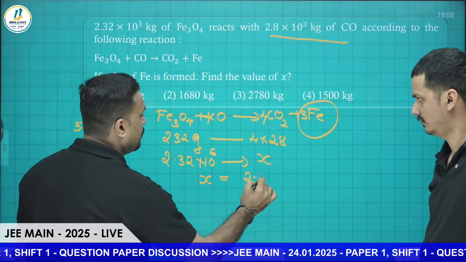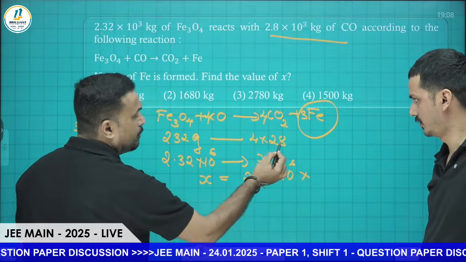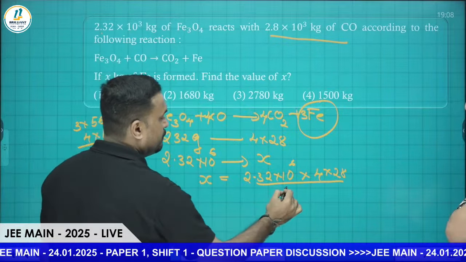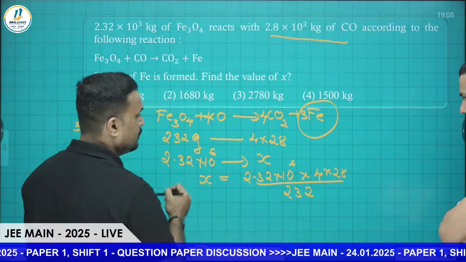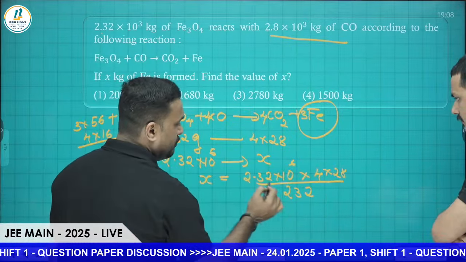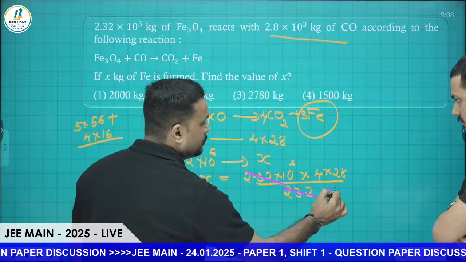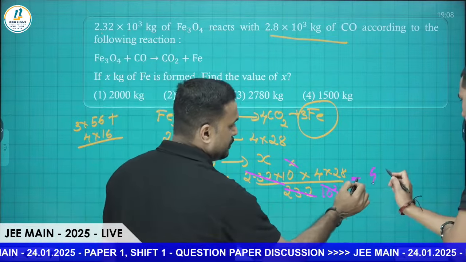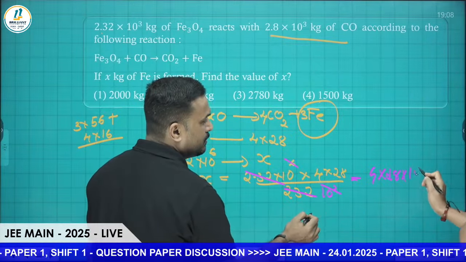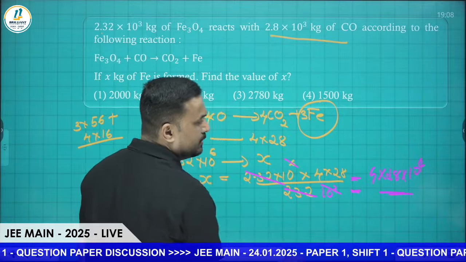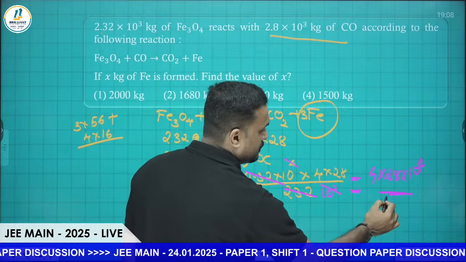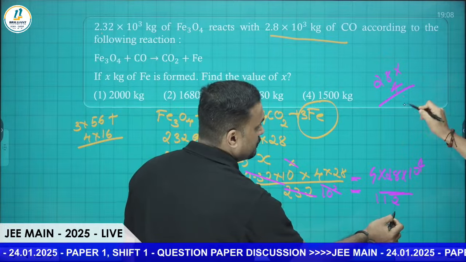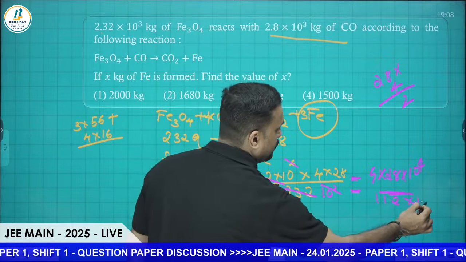X is equal to 2.32 into 10 power 6 into 4 into 28, divided by 232. So 232 we can cancel. When canceled, you will get 100 over here, so it will be 10 power 2. So 10 power 2 and 10 power 6 will be 10 power 4, into 4 into 28. 28 into 4 will come 112 into 10 power 4.